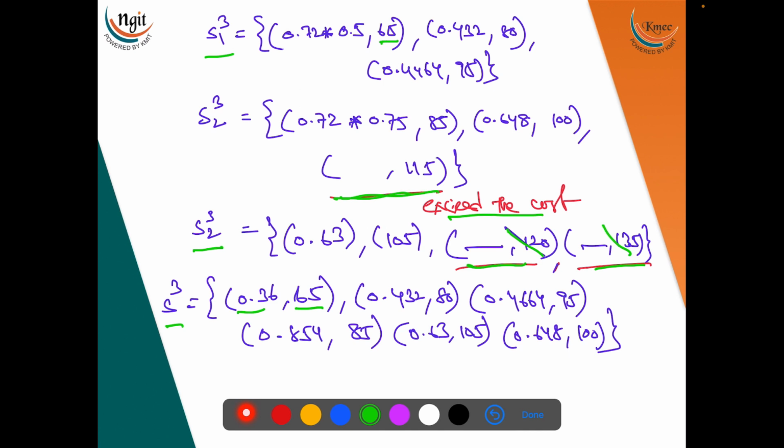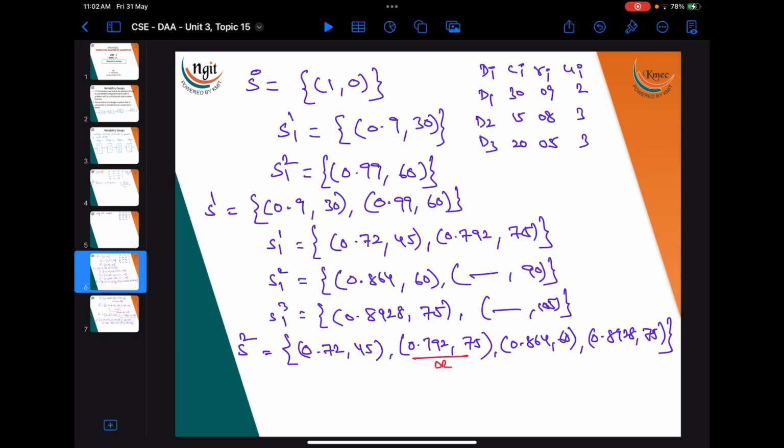Now, which is the maximum cost? Your maximum is 105. So which is near to that? 100 is the figure near to that. Now, in which set is it included? In this set it is included. That means D3 is required, D2 is also required, correct? Now, from which number has it come? If you go back, you will find it in the S2 set. That also I will show.